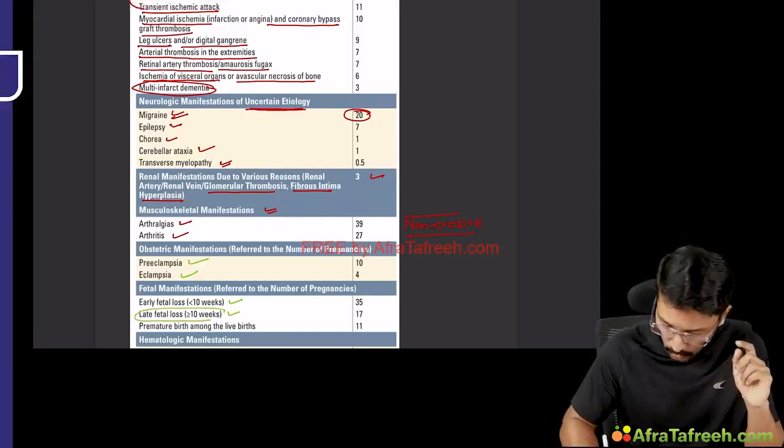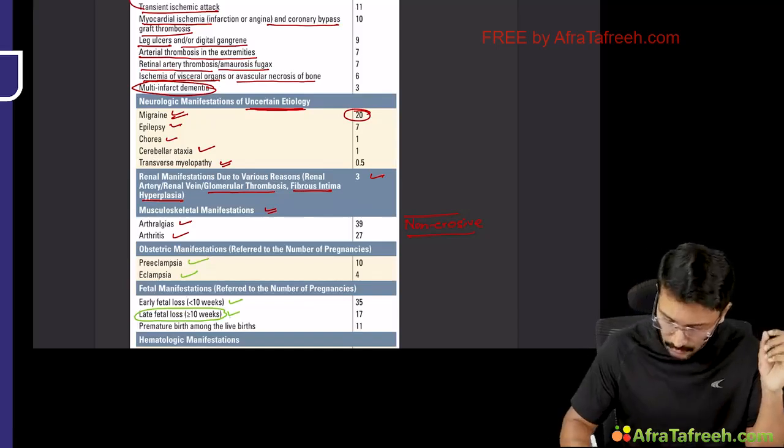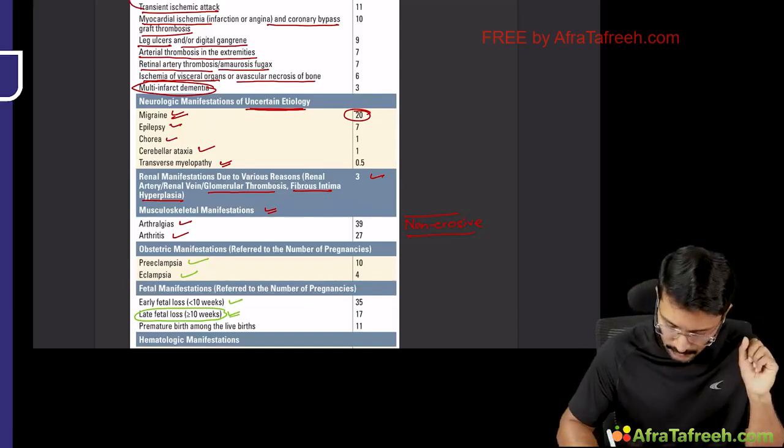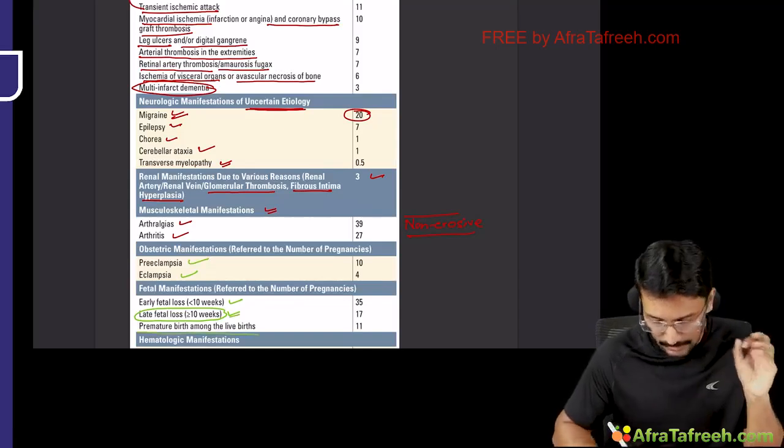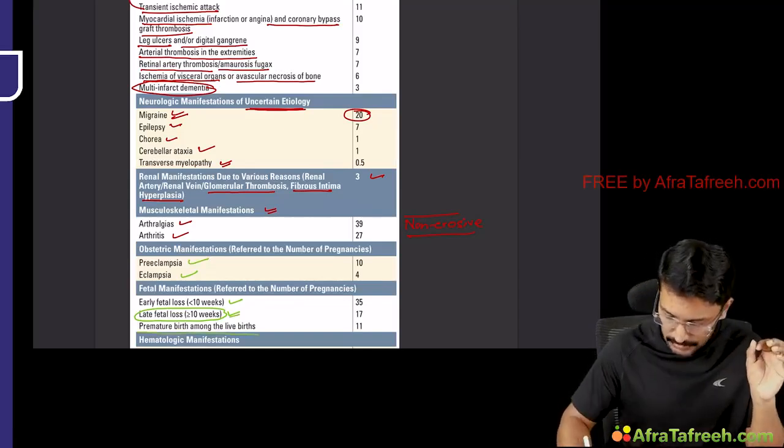Okay. Yeah, we can use early fetal loss also, sorry. But late fetal loss gets more importance. Then premature birth among the live births. When we say premature, we're talking about birth before 34 weeks.